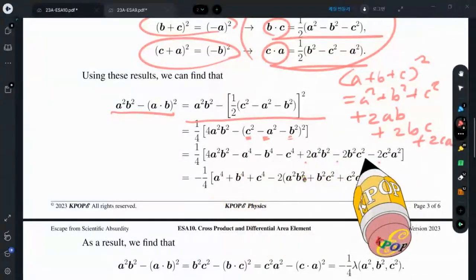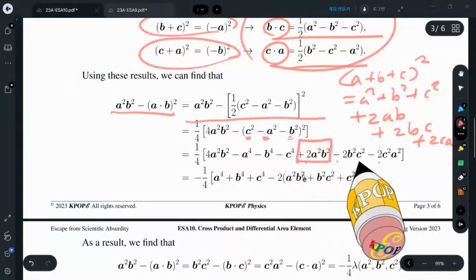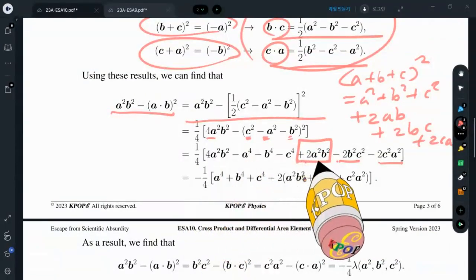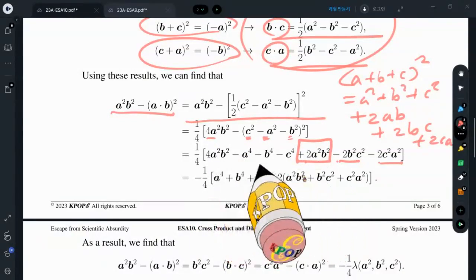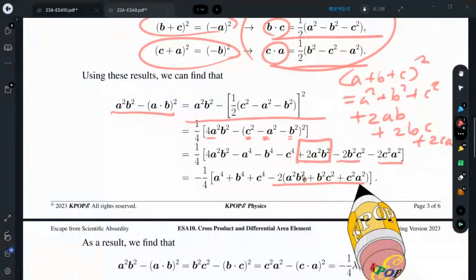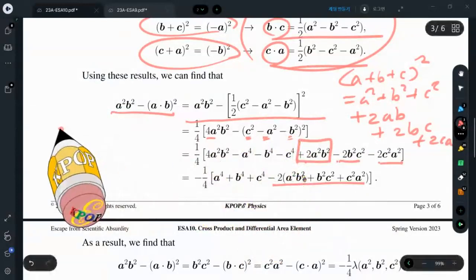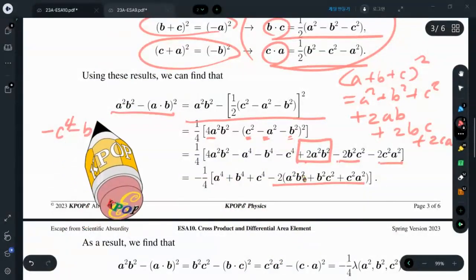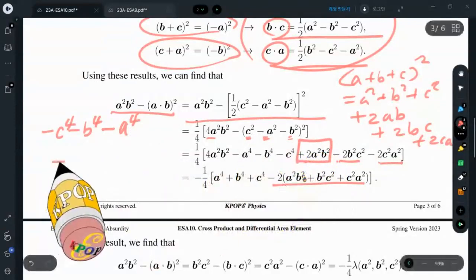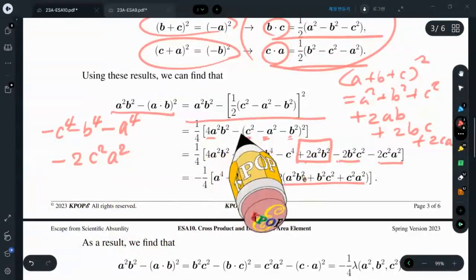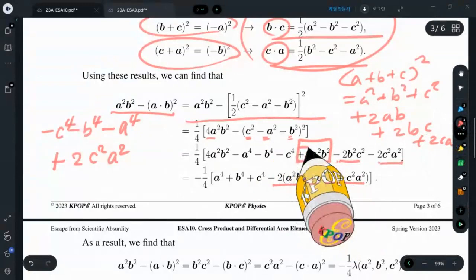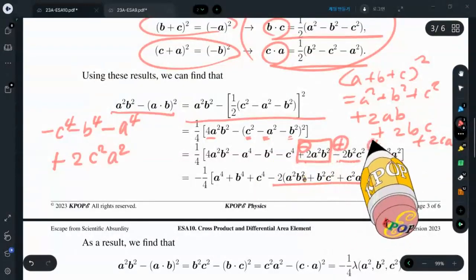After that, we find only this one has a plus 2 and the other a minus 2. However, when they combine, there should be a mistake, right? There is something wrong. The answer should be in this manner. What's wrong? C to the fourth, minus B to the fourth, minus A to the fourth, that's fine. For CA, it is a minus 2 c squared a squared, but because of this, it should be plus. So there is a sign mistake. This is a minus, this is a plus, and this is a plus.